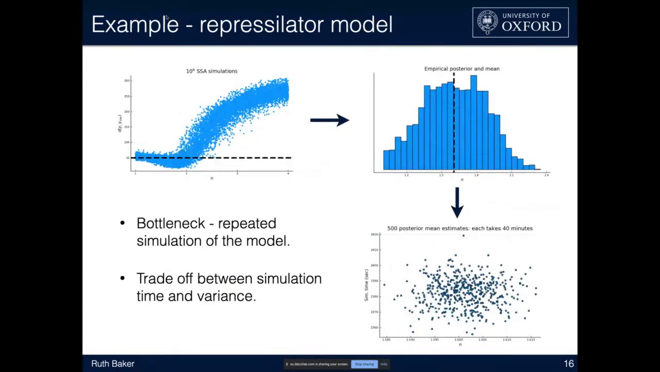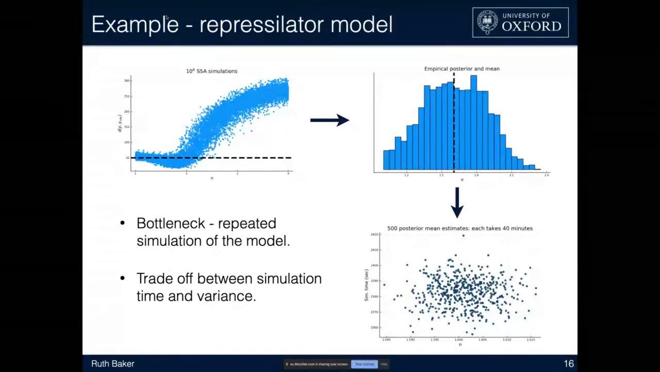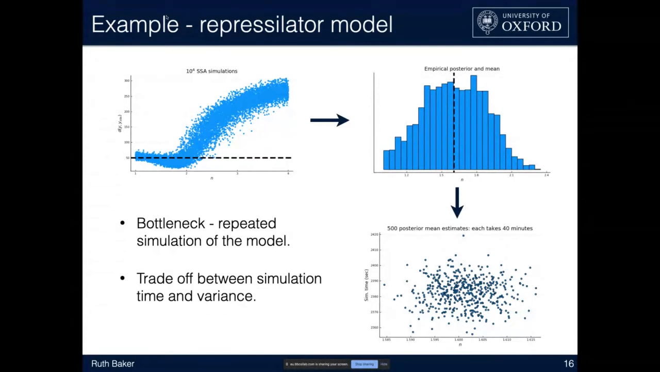Okay, so that's all well and good, and if you do lots and lots of simulations, you can estimate a posterior distribution, and from that you can, for example, characterize that distribution using the mean. So it's possible to do that because this is quite a simple model, right? But nonetheless, to get 500 posterior mean estimates, each one of those takes minutes to get, so it's quite a time-consuming process.